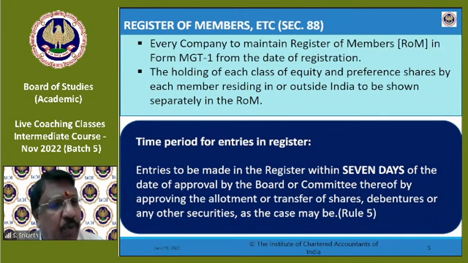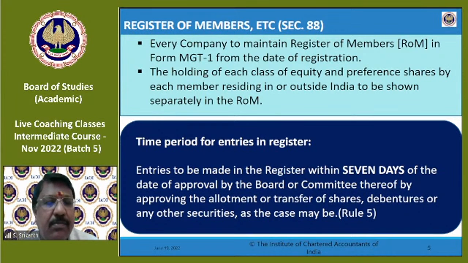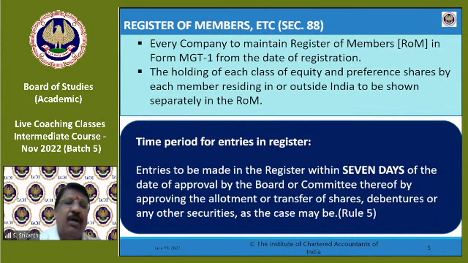That is form MGT1. This can be kept in electronic form also. But mainly you should show how many equity shares or preference shares he is having today. The entry should be made in the register within 7 days of the approval by the board or committee of the allotment or transfer of the shares or debentures or any other securities, as the case may be. So within 7 days of date of allotment or transfer, you have to update the register of members.